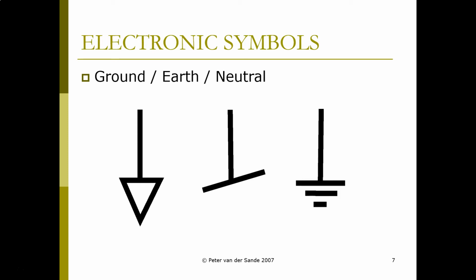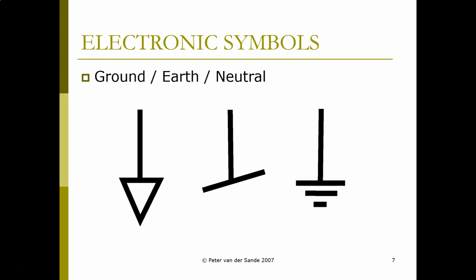The ground symbol can be represented using three different symbols. Typically, the one on the right is what we use in the United States, and the one on the left is what is used in Europe. But sometimes you'll see these designating different kinds of ground, like a general ground, an earth ground, the diagonal line in the middle, or a neutral if you have a bipolar power supply, meaning a power supply that has both positive and negative directions.